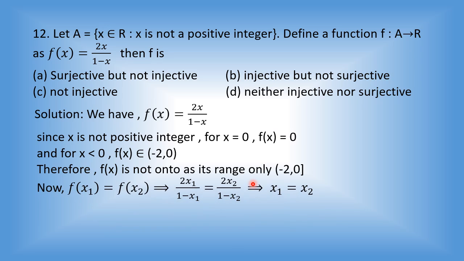Now we check the injectivity of the function. By definition, f of x1 equal to f of x2. So this is 2x1 by 1 minus x1 equal to 2x2 by 1 minus x2. By cross multiplication and after simplification, we get x1 is equal to x2. This satisfies the definition of one-one, hence the function is injective. So the function is injective but not surjective. Therefore the answer will be option B.